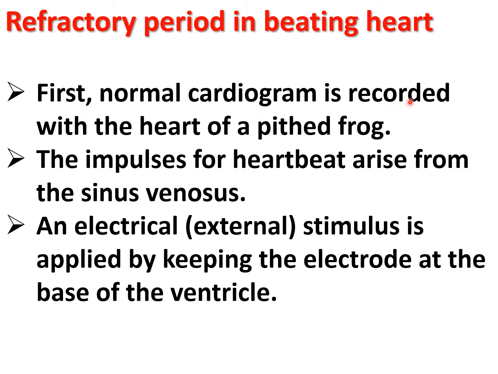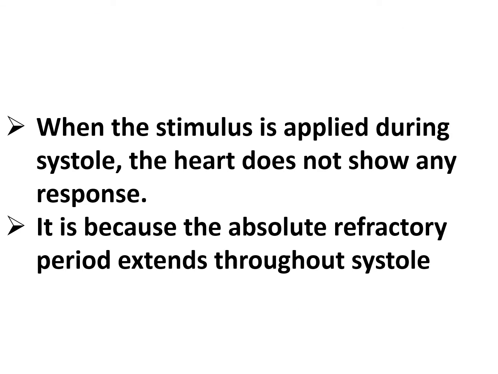First, the normal cardiogram is recorded with the heart of the pithed frog, and the impulses for the heartbeat arise from the sinus venosus. An electrical stimulus is applied by keeping the electrode at the base of ventricle. When the stimulus is applied during the systole, the heart does not show any response. So whenever we give the stimulus during the period of systole, the heart does not give any response. It is because the absolute refractory period extends throughout the systole.